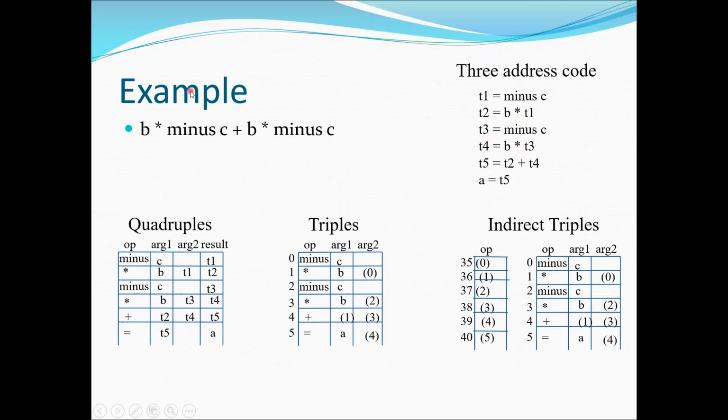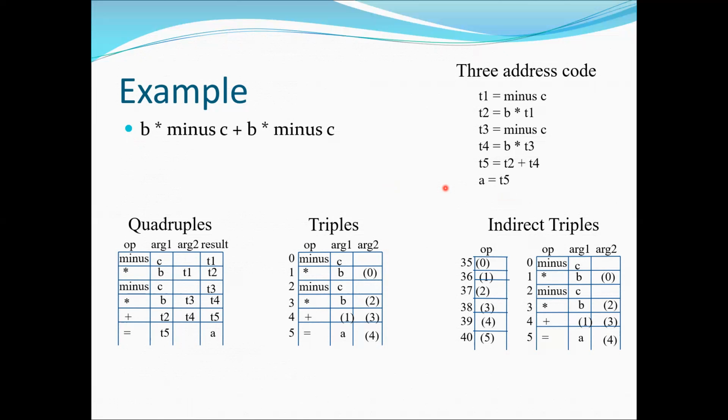At last, we have to give that to some variable because we need the answer to be stored, because if it's an intermediate value, we are not able to retrieve that as an output. So we are storing that in one particular place, A equal to T5. Now we have to know how the three address codes are to be generated for the same three address code as quadruples, triples, and indirect triples.